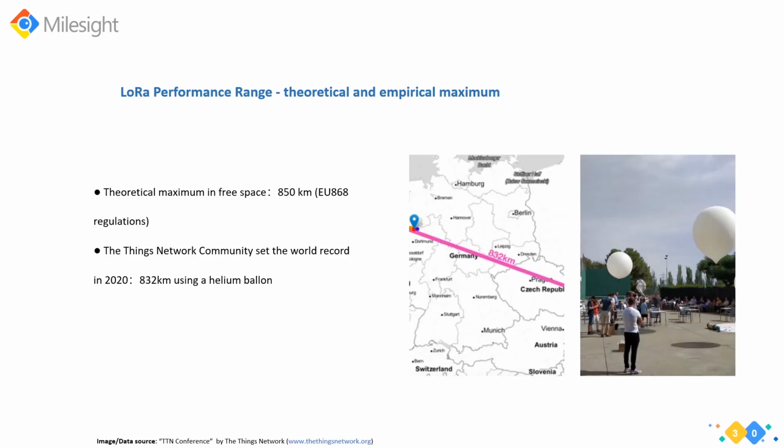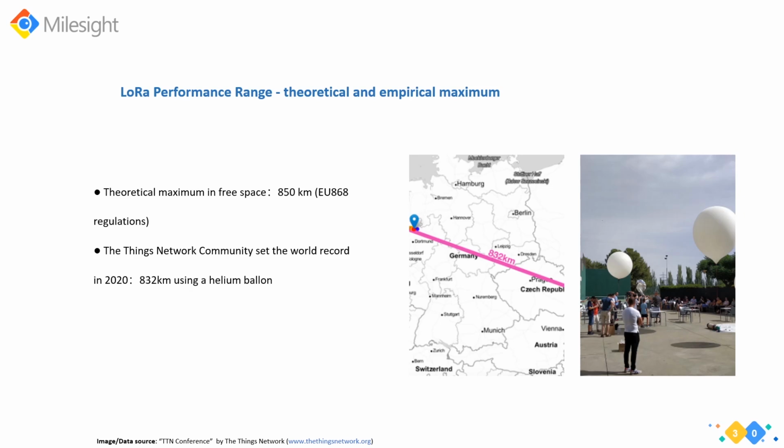And let's see some theoretic values and the real limit in practice, or what is the real range that you can get with LoRa. Some people already tested by setting up senders and receivers on top of mountains, and they get data over hundreds of kilometers range. And the theoretic maximum value is about 850 kilometers with the free space loss calculation.